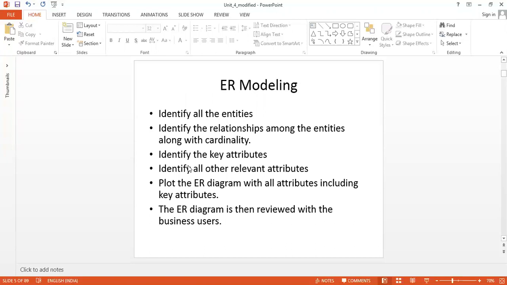First of all, we will have to identify all the entities. After identifying the entities, we have to identify the relationship between these entities and their cardinality ratios. We have to identify the key attributes, that could be the primary key and the foreign key. Along with this, we have to identify all the other relevant attributes. We will be plotting the ER diagram along with these attributes and the key attributes. After plotting the ER diagram, the diagram is given to the business users for reviewing.